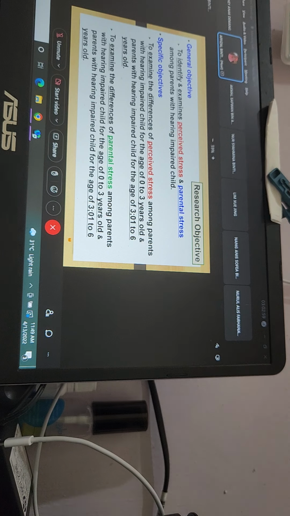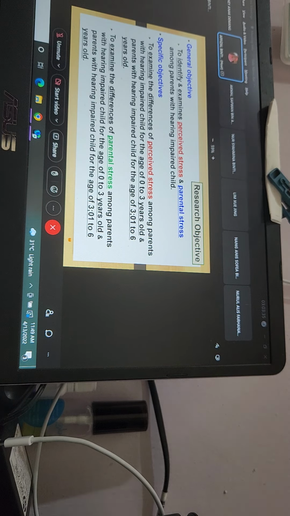Then you put to examine, meaning that you want to test the difference. When we put the difference, we know what type of analysis we are going to use. Because if we put the word difference, we are going to use analysis like t-test and ANOVA. If we put correlation, we are going to use Pearson product moment correlation, Spearman rho correlation, or maybe we can use regression. It depends. The way you put your objective determines the analysis that you are going to use later on.